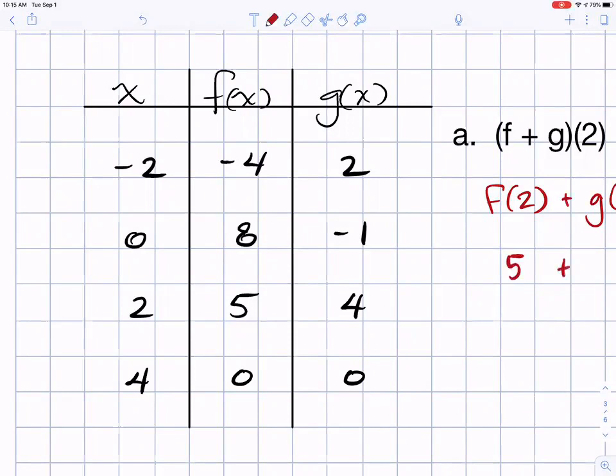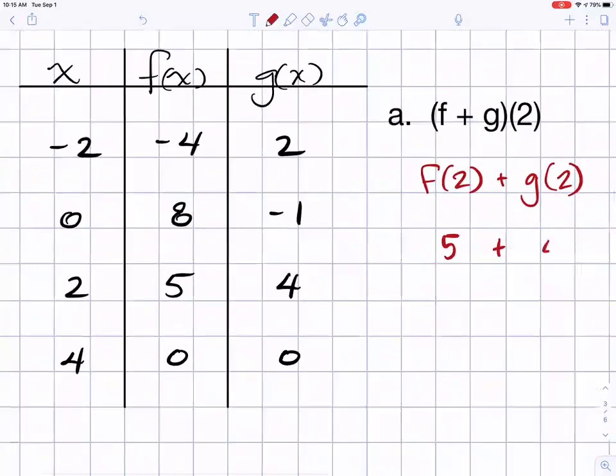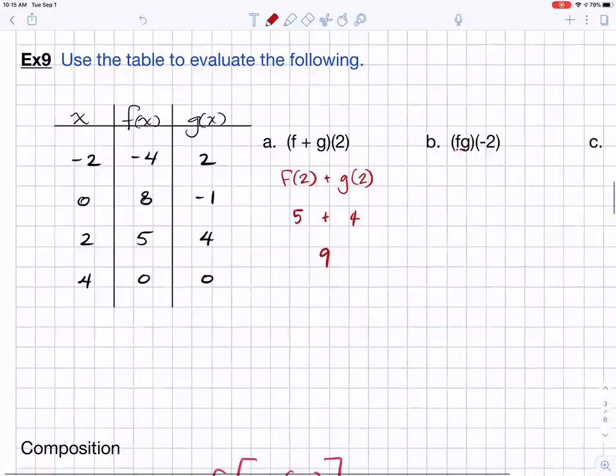Plus, what is g of 2? 4. Add. Yep. These are almost so easy that students tend to miss them a lot. It's like, this can't be as easy as it seems. Okay, let's go to part C.